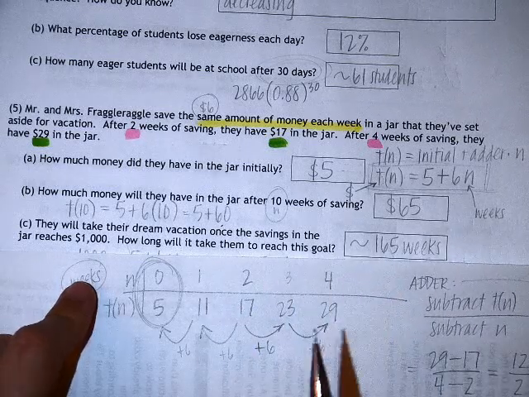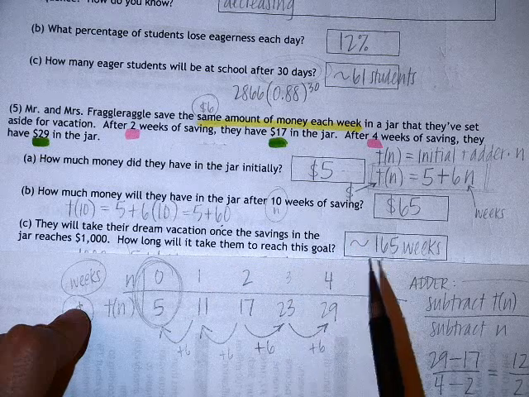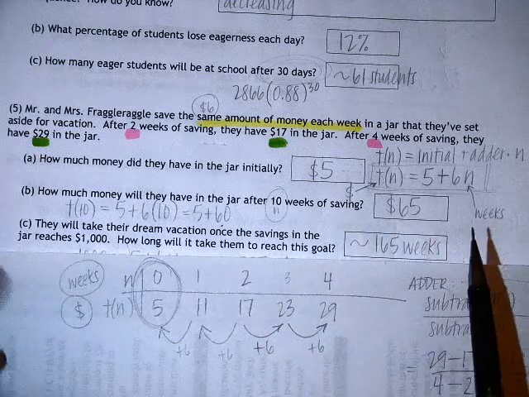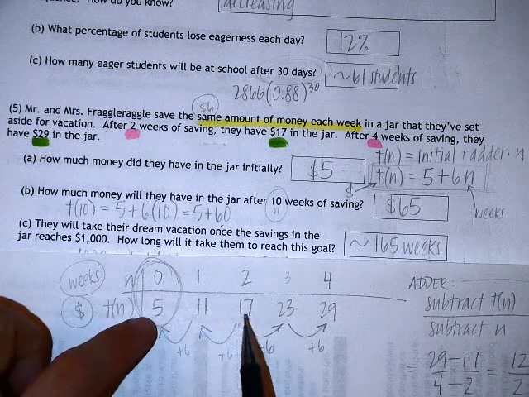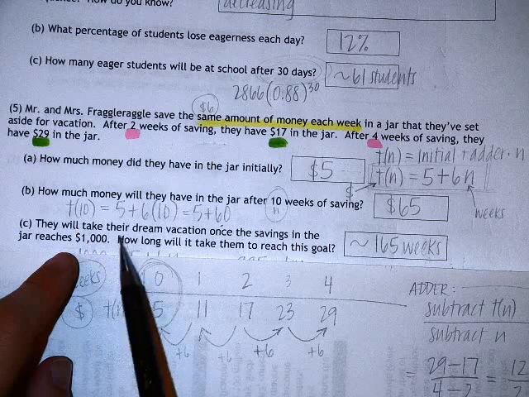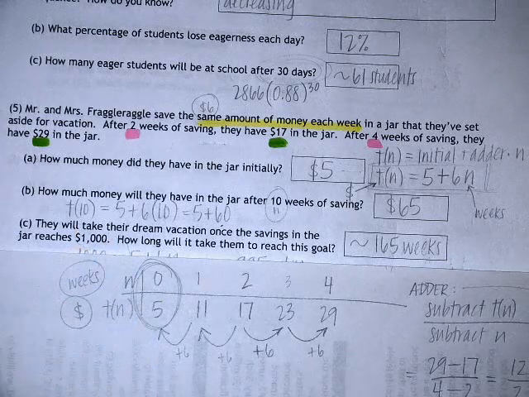So it is always good, as I've said before, to think about this in terms of common sense. If this was your real life, would that answer make sense? And it does. If you're saving only small little chunks of money, then it is going to take you a long time to save a big number like $1,000.